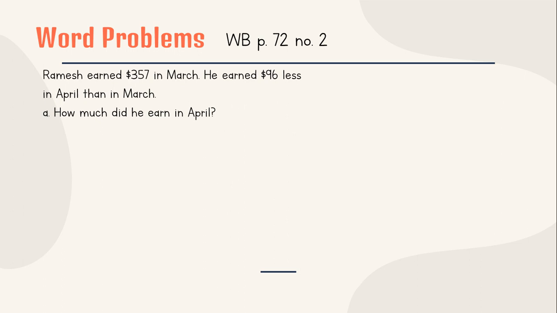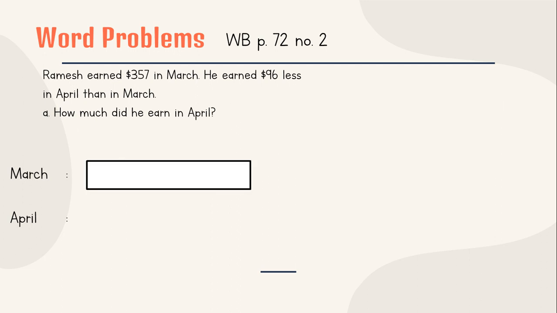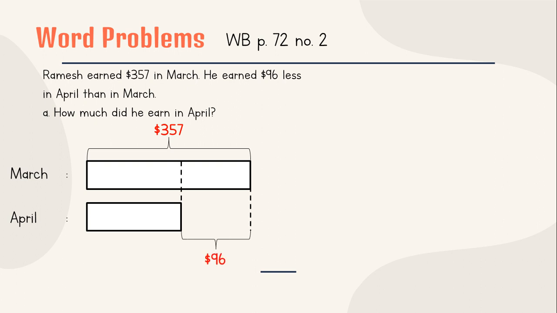Ramesh earned $357 in March. He earned $96 less in April than in March. So Ramesh earned $357 in March. Ramesh earned 96 less in April than in March. So which month did Ramesh earn less? April. Which month did Ramesh earn more? March. So the model for March will be longer than April. That's it. And the difference between March and April will be $96.